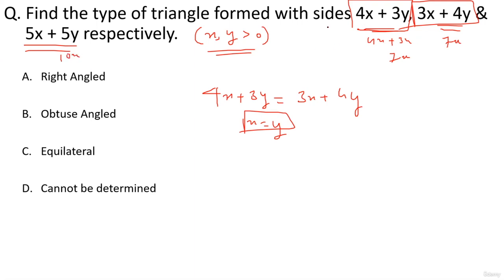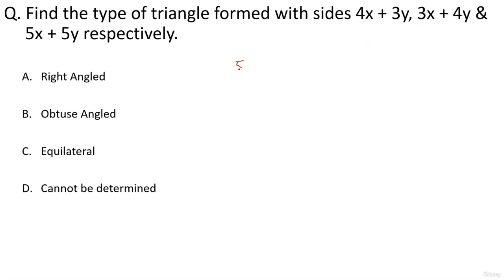So whatever happens, if you equate 5x plus 5y to 4x plus 3y, then you will get x is equal to minus 2y. Not possible since x and y are positive. This is not possible, right? That means the only way you can have two sides equal is these two sides being equal. So three sides definitely cannot be equal, hence it is definitely not an equilateral triangle.